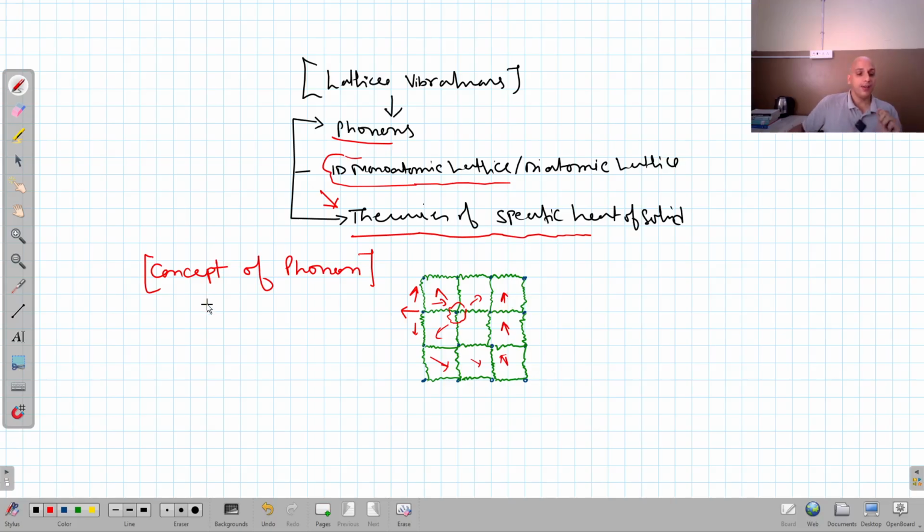Now, we know very well from the quantum theory of the harmonic oscillator that the energy of a harmonic oscillator in quantum mechanics is (n plus 1/2) h nu, right? So when one atom is behaving like a harmonic oscillator, it means its energy is quantized. It can have energy in the lowest energy state, E0 equal to 1/2 h nu, then E1 equal to 3/2 h nu, then E2 equal to 5/2 h nu.